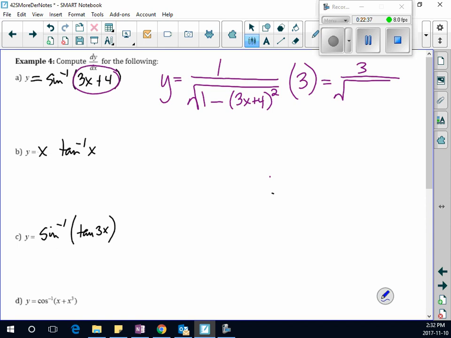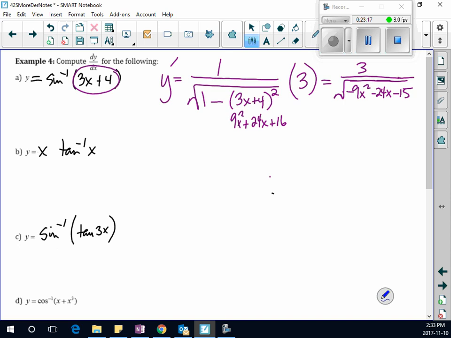You could do that, I guess, but this would be a FOIL. So 9x squared plus 24x plus 16. So this is going to be 9x squared plus 24x plus 7. Oh, this is a minus. Shoot. This is why we don't simplify. So then we get negative 9x squared minus 24x minus 15. There you go. Yes, y prime. Sorry.